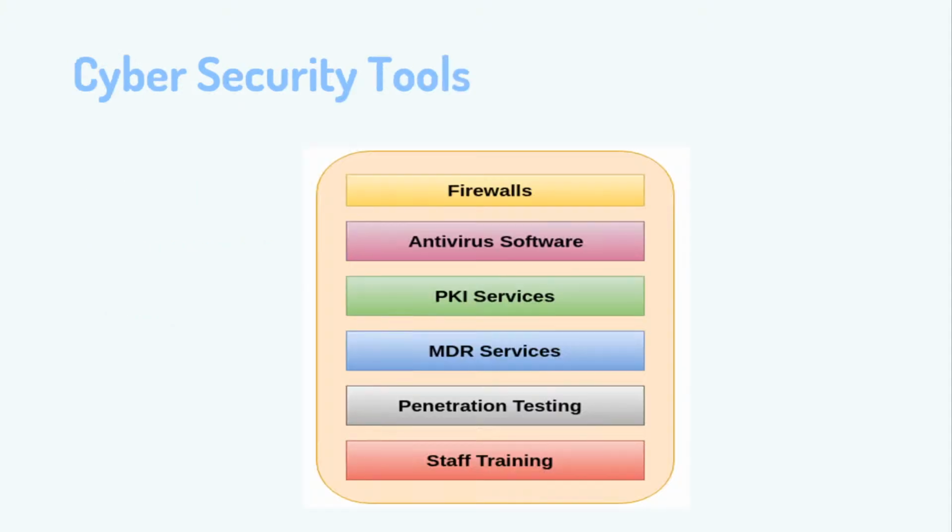Then cyber security tools. What are the tools we can use for cyber security? Firewalls. For our PC with Windows, we don't even need to use antivirus like K7 or other different software, because nowadays Windows is also quite secure compared to others. So we need to use firewalls and antivirus software, and then PKI service, MDR service, penetration testing, and then staff training. This is what we need to do for cyber security tools.